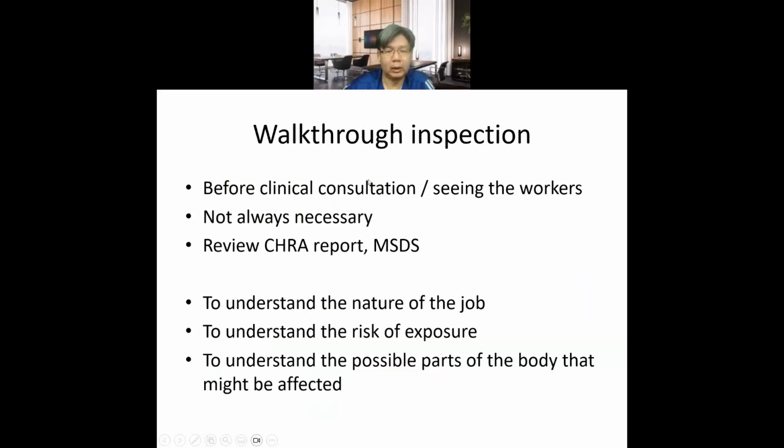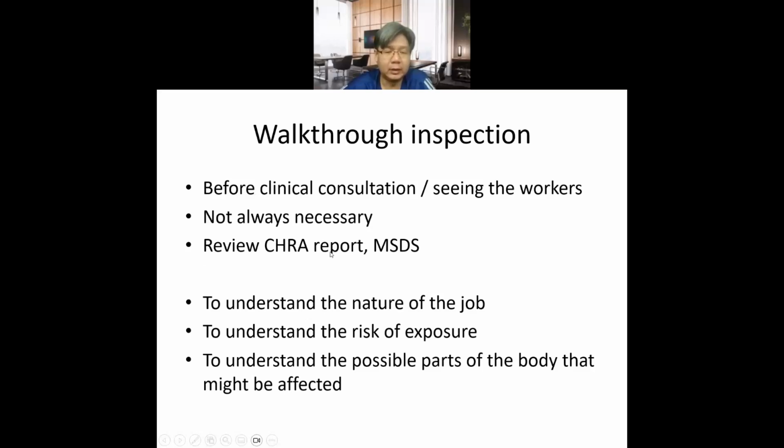So, walkthrough inspection, like I mentioned to you, is not always necessary. For me, I don't really do walkthrough inspection anymore because I've visited a lot of workplaces over the years, almost 100 different types of workplaces. So when you tell me where you work, I usually know the nature of the job already.